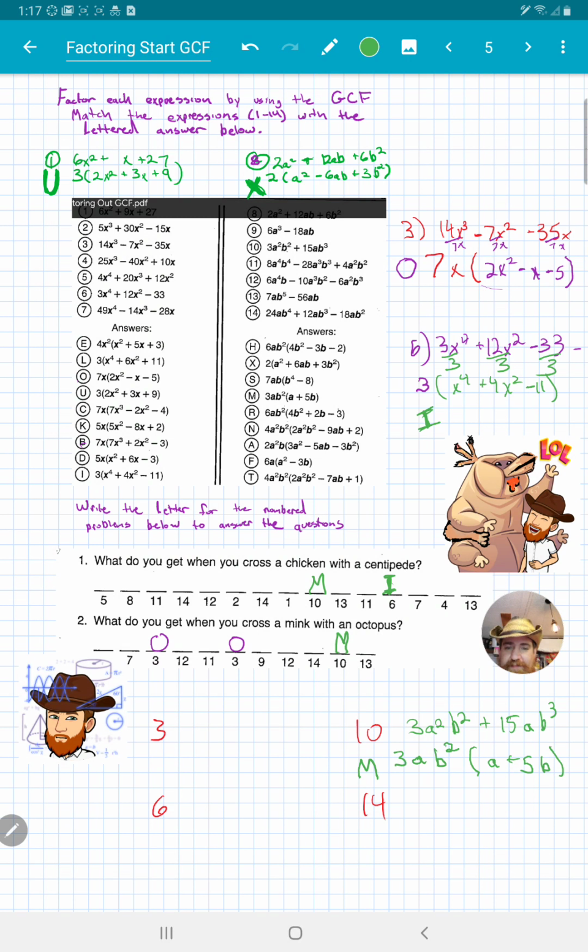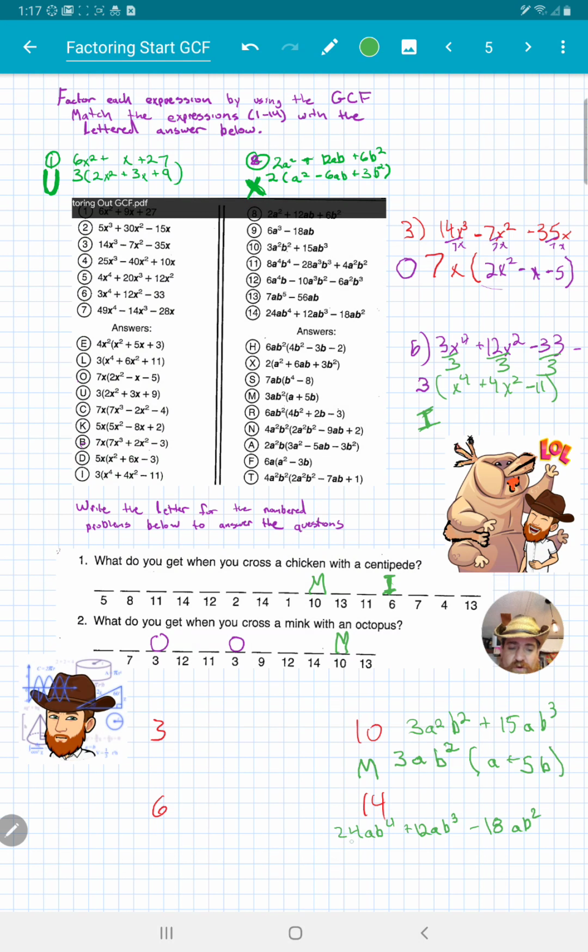Okay, now 14. Same process. I'm not going to write the problem down. Well, I guess I will. 24ab to the 4th, we have 12ab cubed, we have negative 18ab squared.